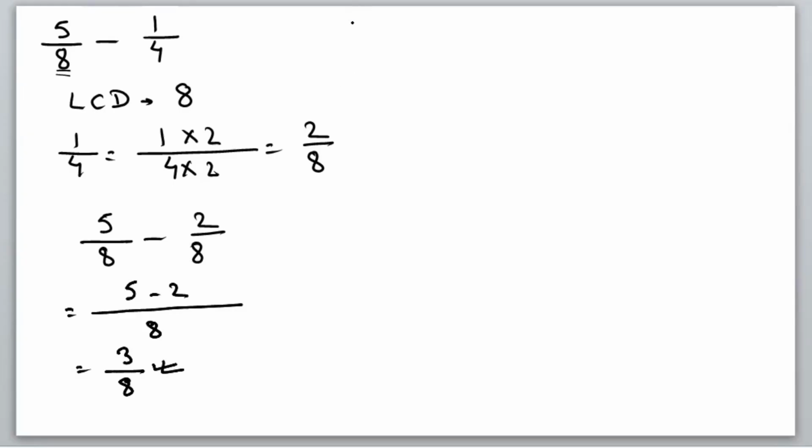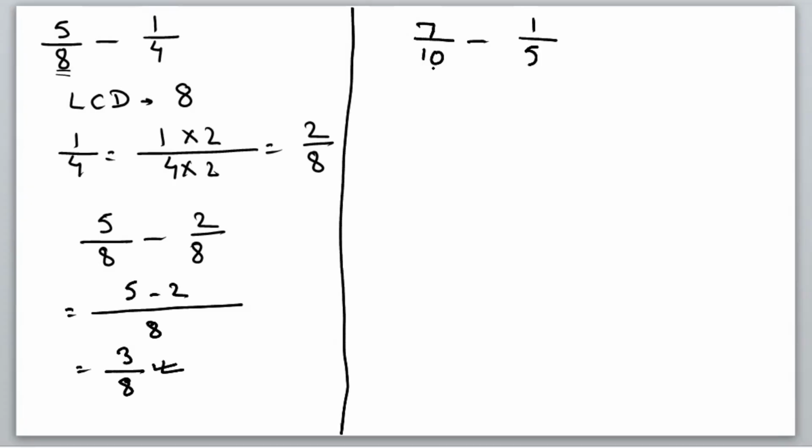Okay. Let's take another one. 7 over 10 minus 1 over 5. Here the denominator is 10 and here the denominator is 5. And we know that 10 is the multiple of 5. 5 times 2 is 10. So our least common denominator will be 10 because 10 is the multiple of 5.